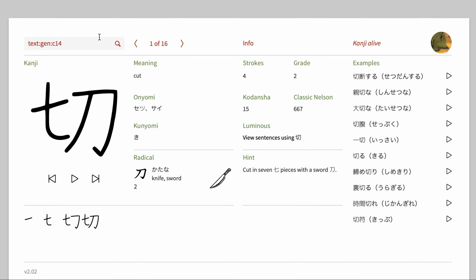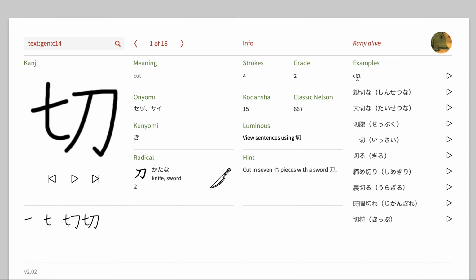So this next character is the character for cut. So it's the ki of kiru. Other pronunciations are setsu or sei. It looks like a 7, and then the character for katana, for sword or knife. So maybe if you have 7 blades, you're going to cut things up. Notice here that unlike chikara, this second stroke does not cross this line. Yep, hint, cut in 7 pieces with a sword.